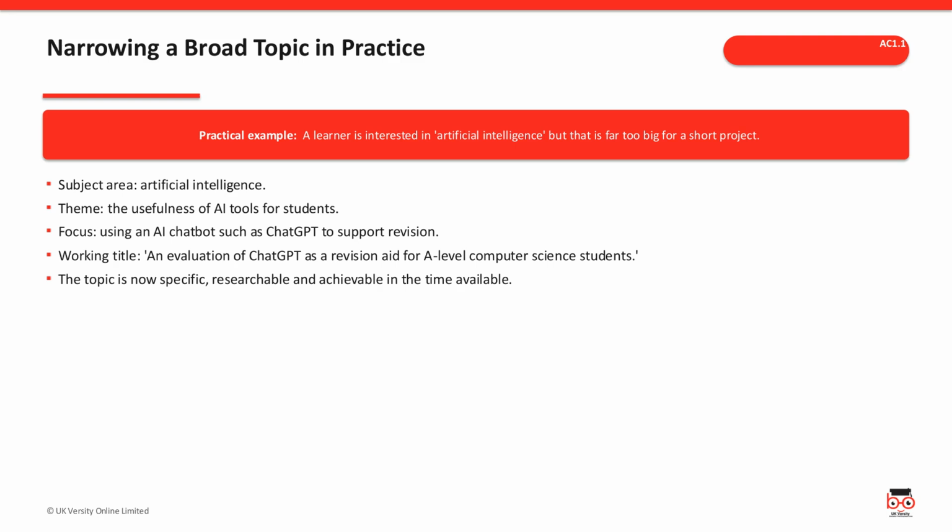Let's watch that narrowing happen for real. Imagine a learner who's fascinated by artificial intelligence, which on its own is far too big for a short project. They settle on the theme of how useful AI tools are for students, then focus in on using a chatbot such as ChatGPT to help with revision. That gives them a working title along the lines of an evaluation of ChatGPT as a revision aid for A-level computer science students. Suddenly, it's specific, researchable, and achievable.